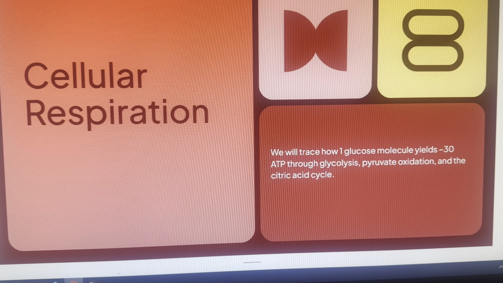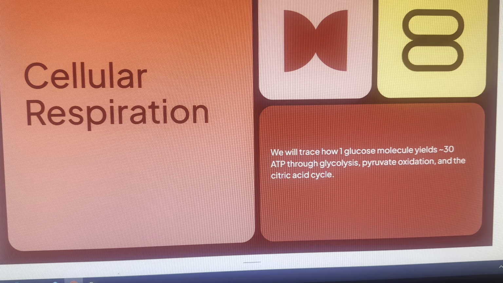Cellular respiration is the process that allows us to extract energy from glucose. Starting with one glucose molecule, the cell can harvest around 30 ATP. In this presentation, I'll walk through the main steps of glycolysis, pyruvate oxidation, and the citric acid cycle, showing where ATP, NADH, and FADH2 are produced and how they add up to the grand total.